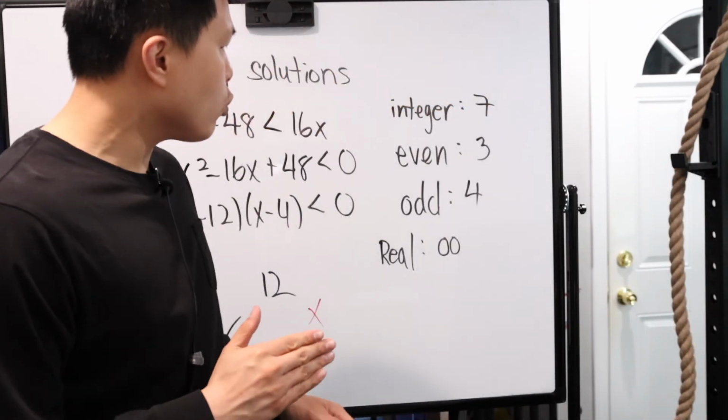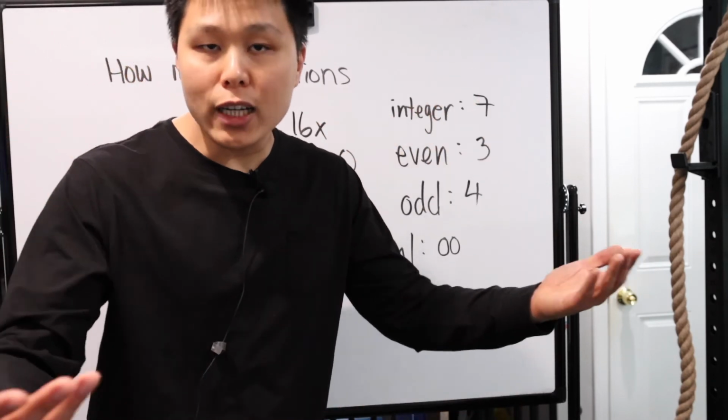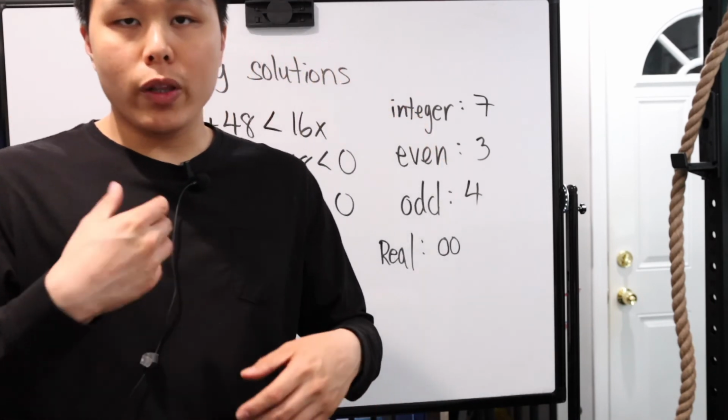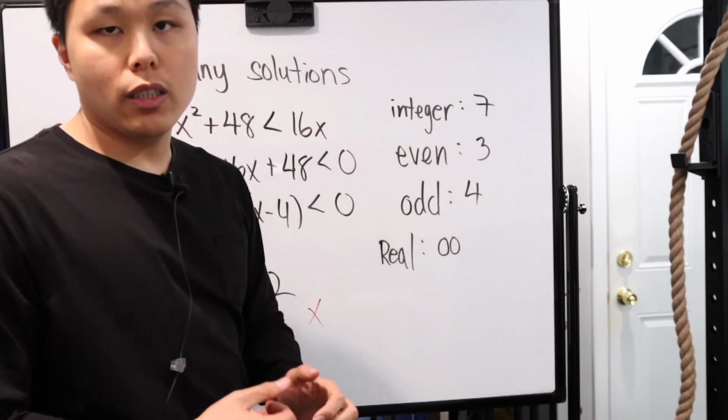Pay attention to keywords, right? Integers, even, odd, real, and maybe they would throw in rational numbers, right? All mean slightly different things. So when they're asking for how many solutions, these keywords determine very different numbers.